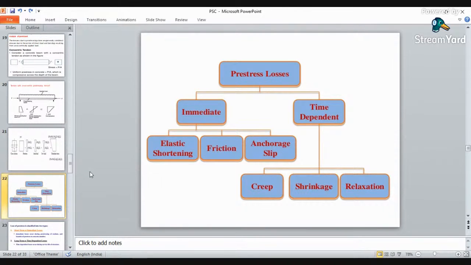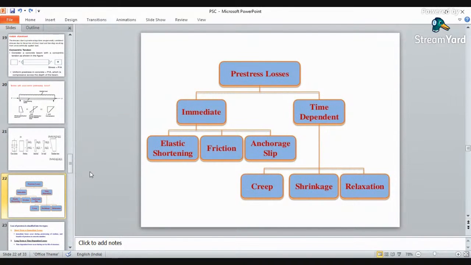So the pre-stress losses are basically classified into two categories, that is your immediate pre-stressing losses and the time dependent pre-stressing losses. Immediate pre-stressing losses are your losses which happen immediately after applying the pre-stressing force. So first pre-stressing loss is your elastic shortening.